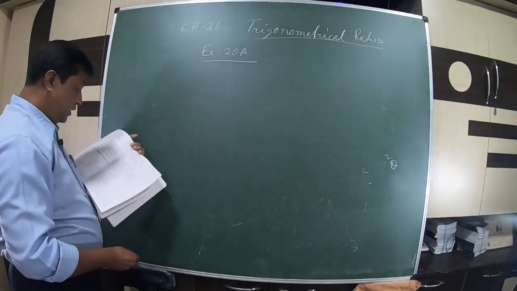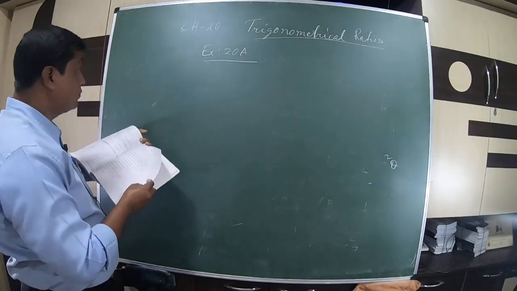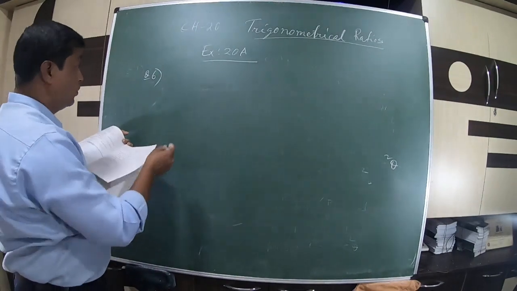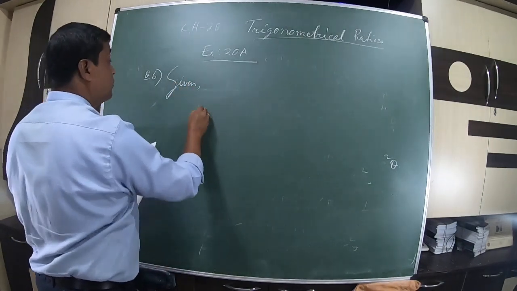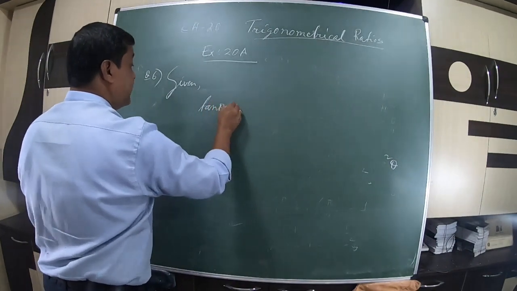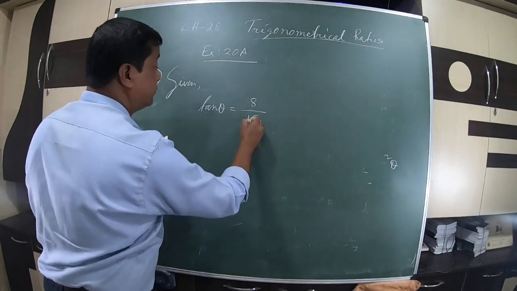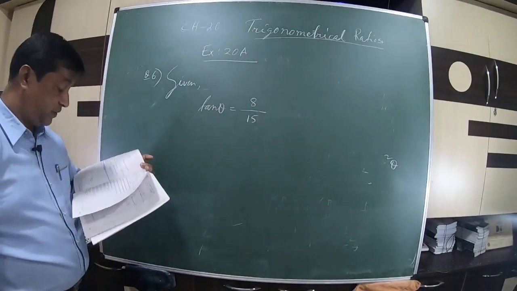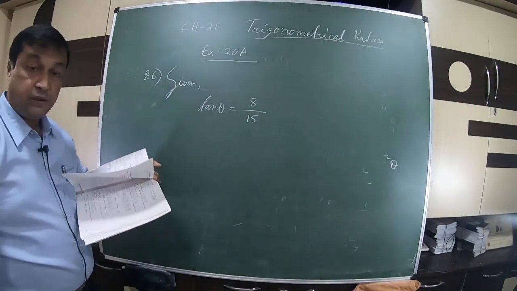Okay, now let's take question number 6 from your book. What is given here? Given tan theta equal to 8 by 15. Now what is the question? If tan theta equals 8 by 15, find the values of other trigonometrical ratios. Okay, so you have to find out the other ones.